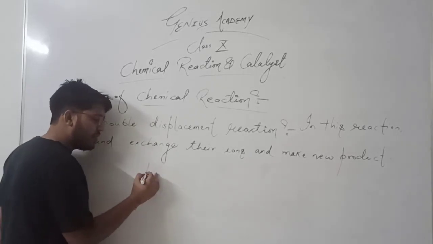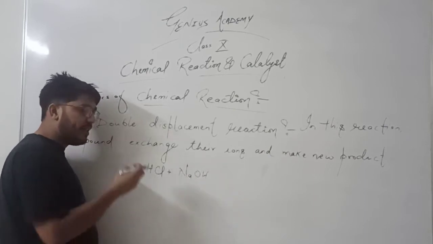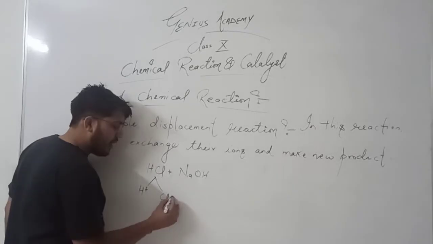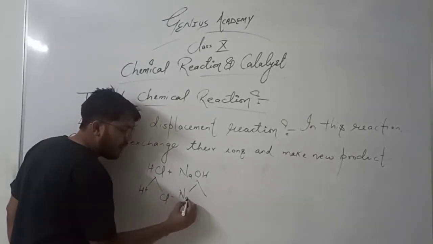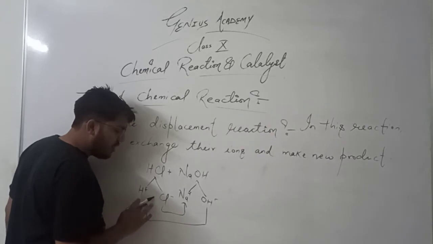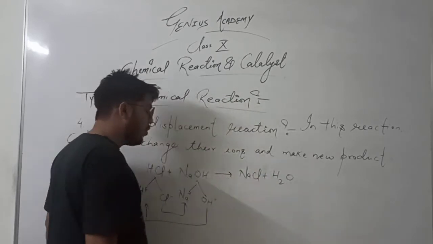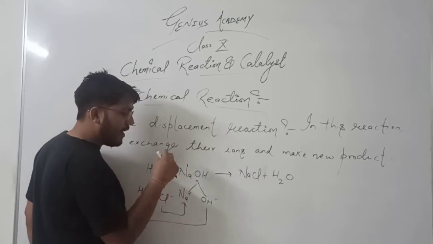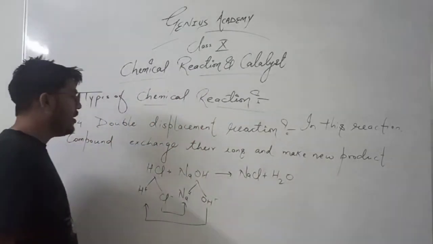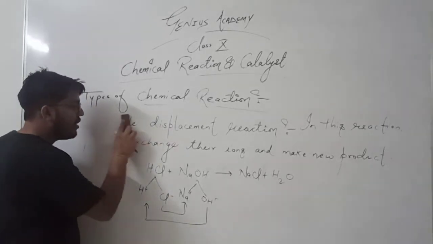Example, a very good example of it, is HCl plus NaOH. We discussed it in the acid and base chapter. Here, HCl is divided into H plus and Cl minus, and NaOH is divided into Na plus and OH minus. Cl goes with Na and OH goes with H. So they make NaCl plus H2O. There are two reactants, HCl and NaOH, and the new products are NaCl plus H2O. Okay, so it is called a double displacement reaction, where ions are exchanged with each other and make new products.